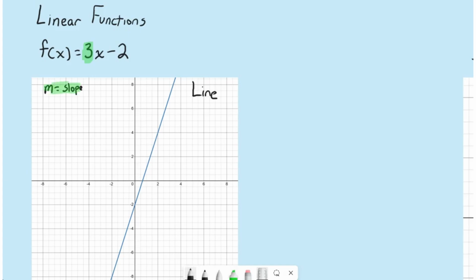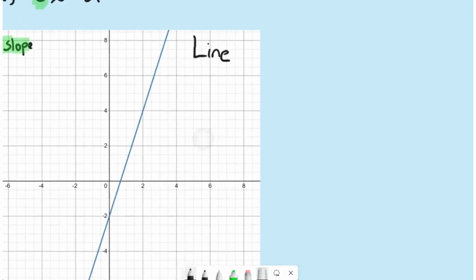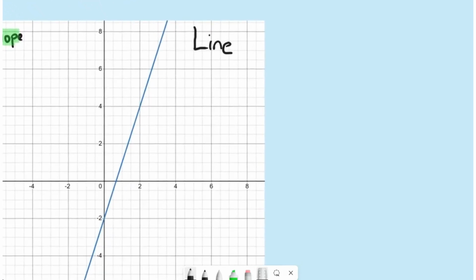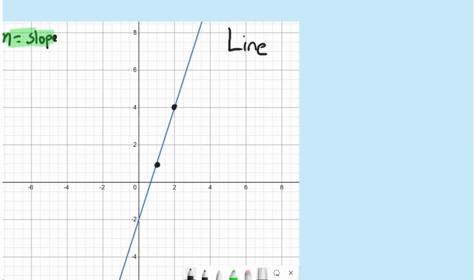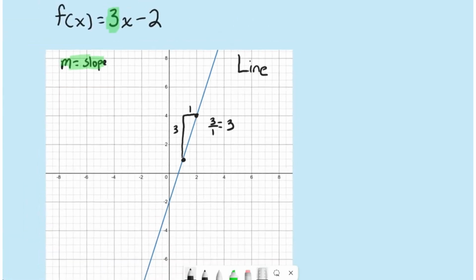And just to look at why that is, we could take any 2 points. So it looks like maybe right here and right there. And remember that slope is rise over run, or your change in y over your change in x. So let's look at the change in y. We're going up from 1 to 4. That's a rise of 3, and a run of 1. So that means our slope is 3 over 1, or we could just simplify that to be 3. So the slope of this line is 3.